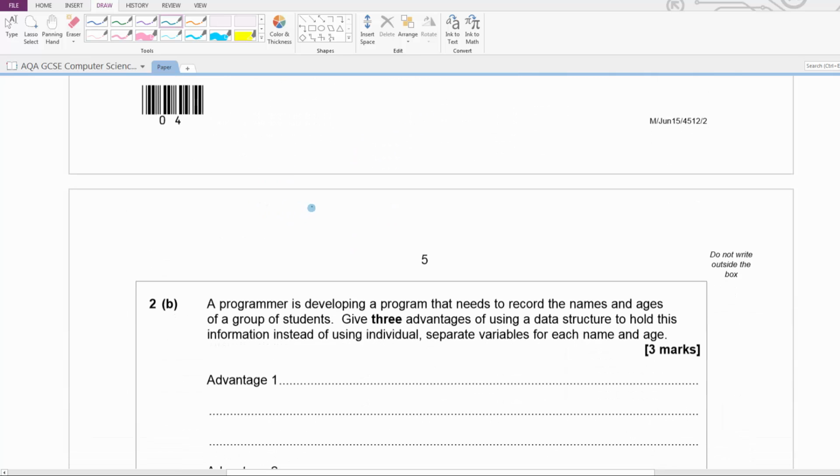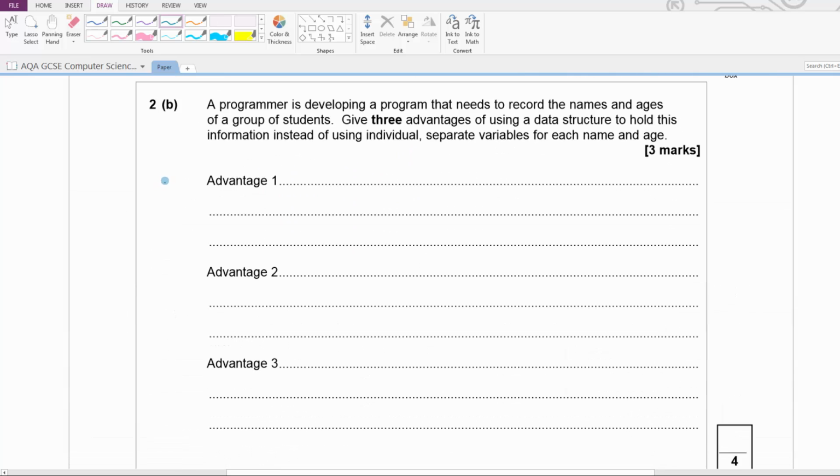Let's move on. We're now told that a programmer is developing a program that needs to record the names and ages of a group of students. Give 3 advantages of using data structures to hold this information instead of using individual separate variables for each name and age. So the first, I suppose, obvious advantage is that it's, in a general sense, more beneficial to hold this information together. So instead of having a separate variable for each name and age, you can just store both of these together in the same data structure.